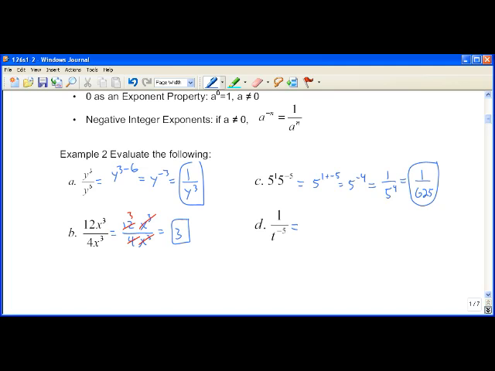And for d, we have 1 over t to the negative 5th. Now, because it's a negative power in the fraction bar, it just comes up, becomes t to the positive 5. Okay.